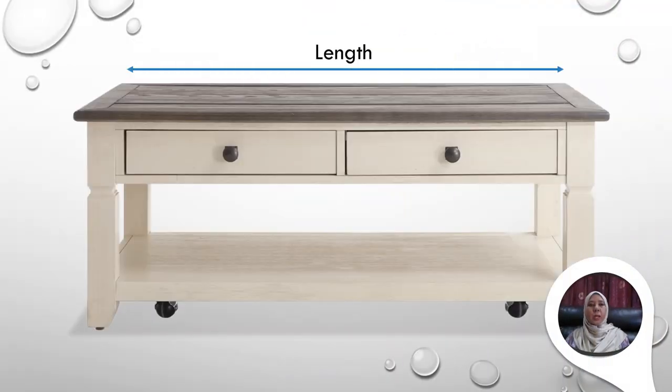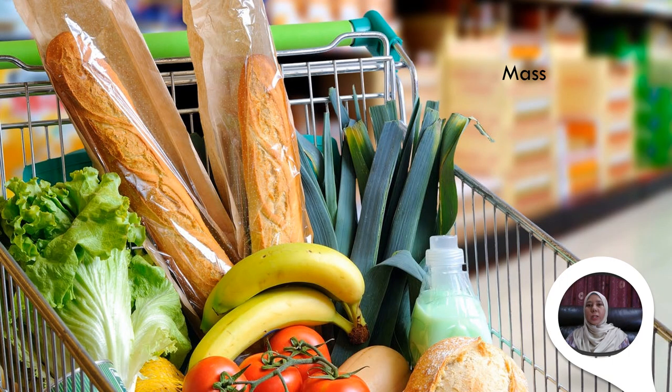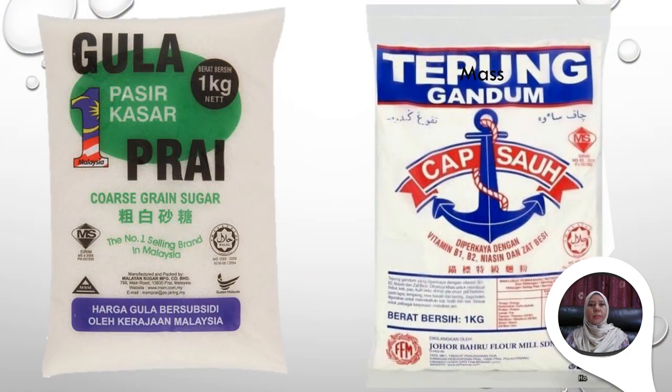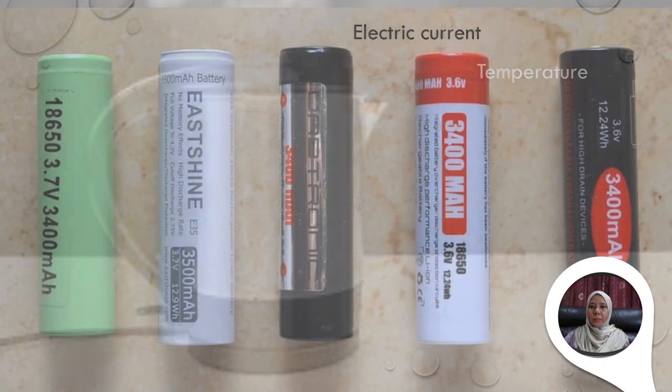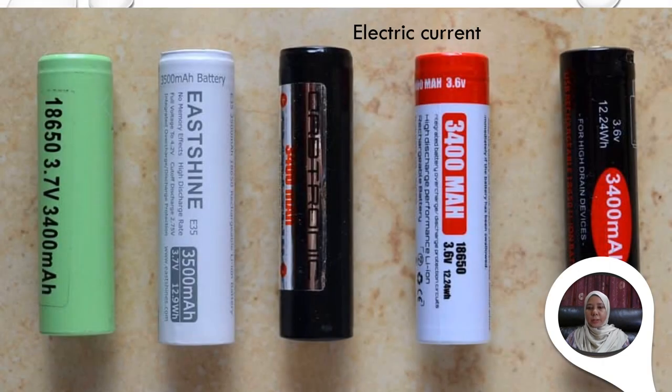We measure length for this table. So, length is one of physical quantities. Groceries, we measure their mass. Mass of sugar, mass of flour here. And it is shown on the packaging. Where? Here. 1 kilogram. So the SI unit here is kilogram. Temperature. We measure electric current.